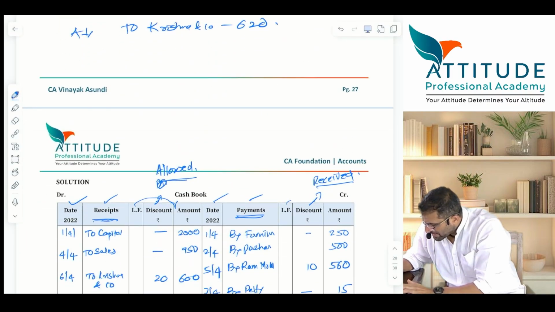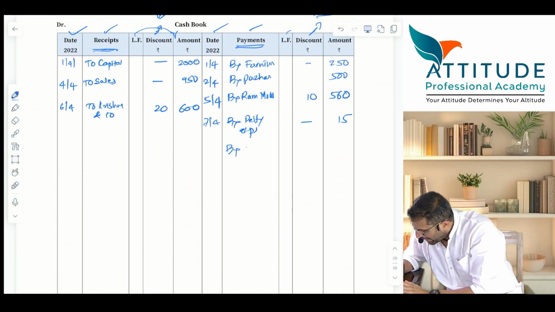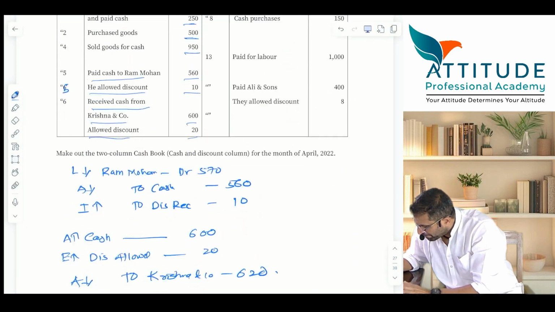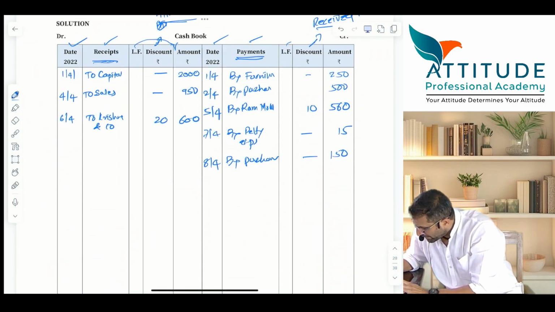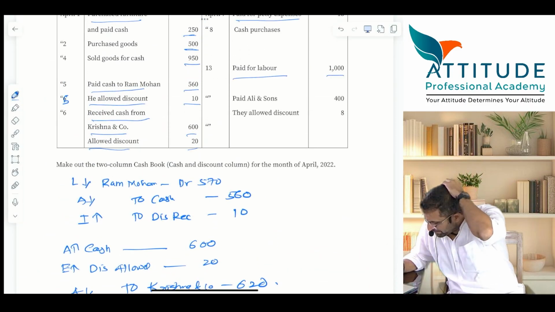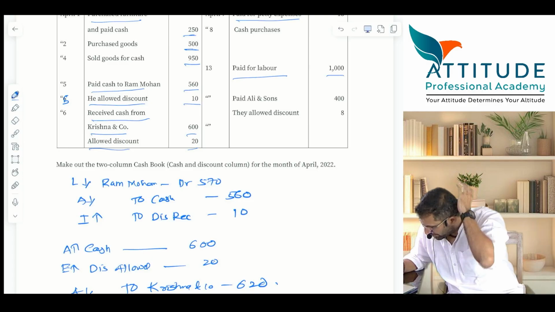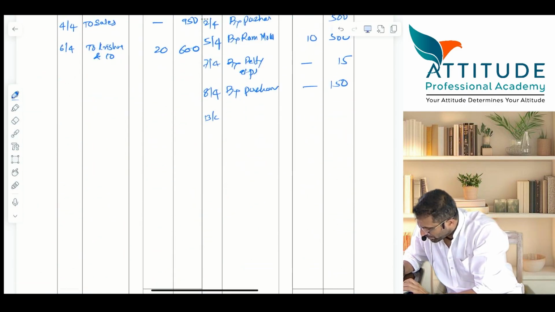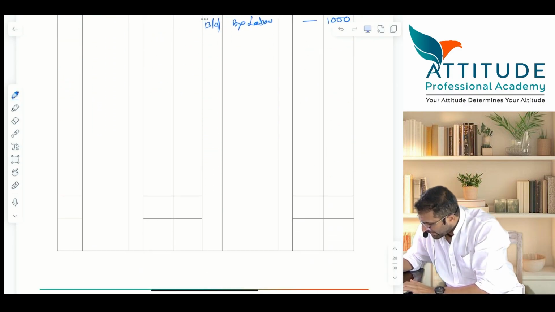8th. Cash purchases. Again this is payment. By purchases. Purchase account debit to cash. 8/4. How much is that? 150. Labor paid. Paid for labor. How much? 13, right? Okay, say 13, 400 by labor. How much? 1,000. The money is there, that much is there.